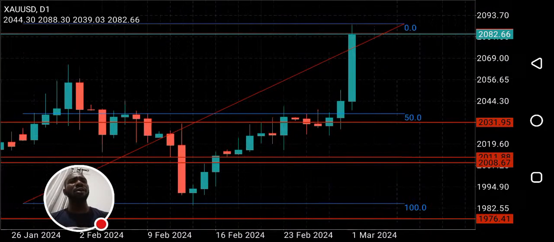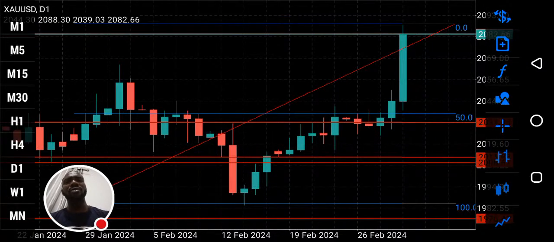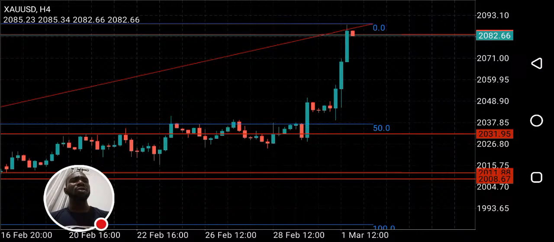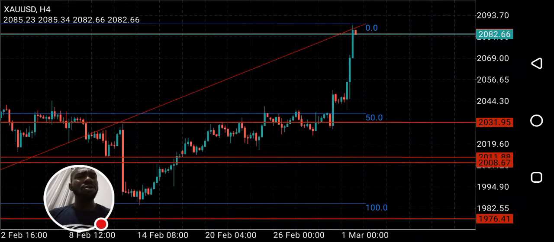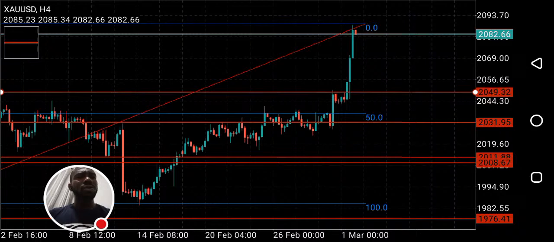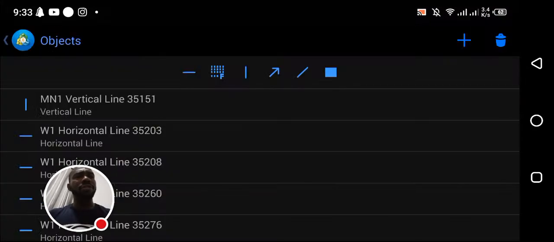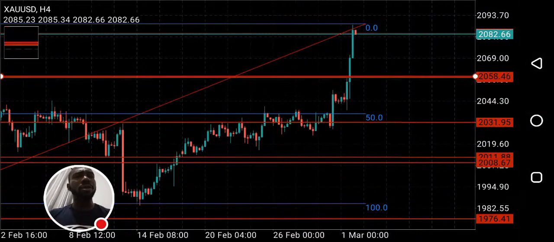Or let's go down to 4 hour. We could also work with the most recent fair value gap that formed on 4 hour. On 4 hour, you can see we also had fair value gaps here. So this is the most recent fair value gap that formed on 4 hour.